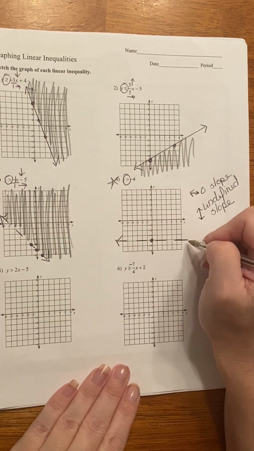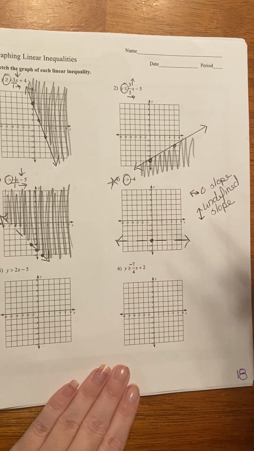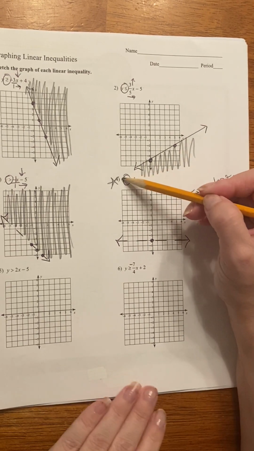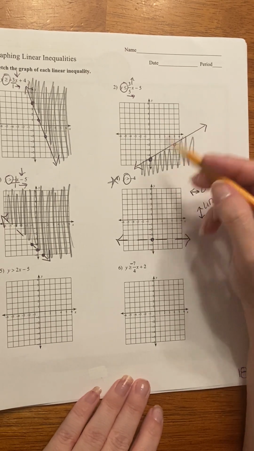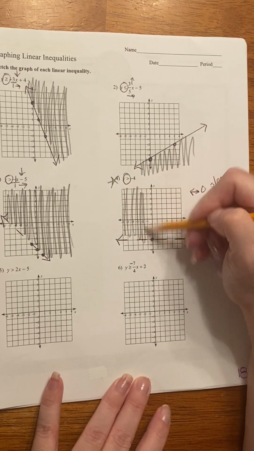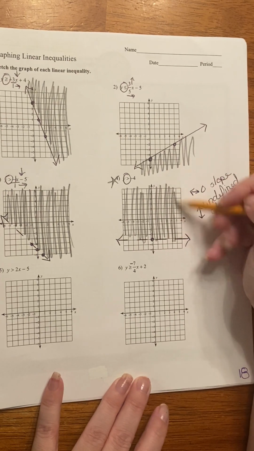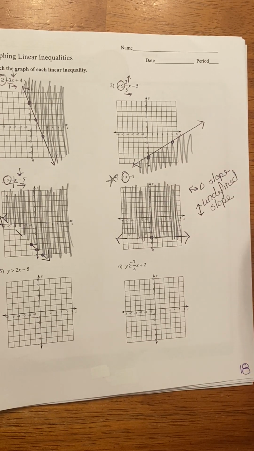Okay. And now we're back to doing what we did. Y is greater than -4. So where is it on the y line bigger than -4? Well, up on top. Okay, 2 more.